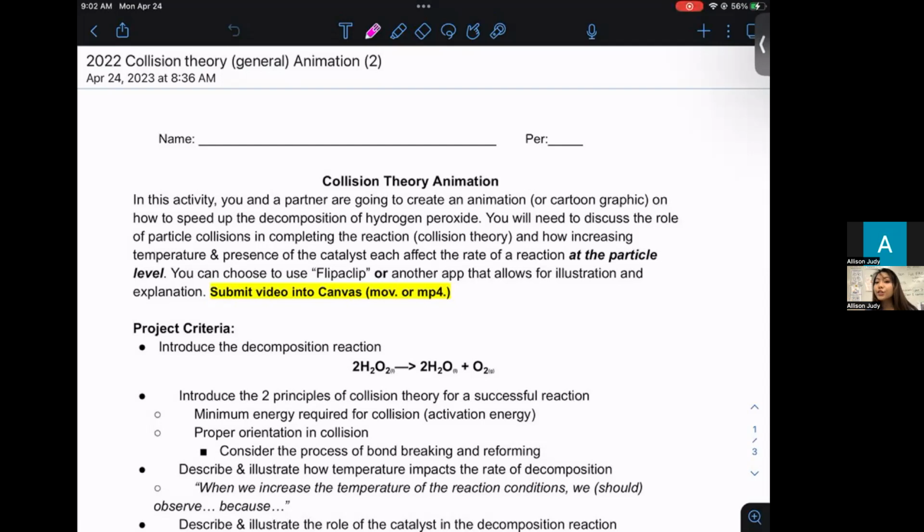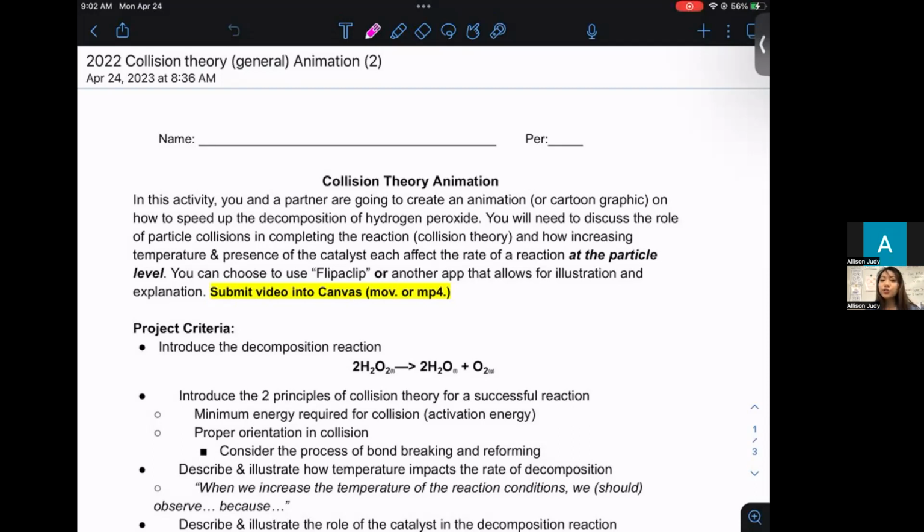Okay, so what you're going to do now is you're going to explain that from a particulate level using collision theory: what was happening at the particle level to explain why temperature, one of the factors experienced and tested in the demo, and adding of the catalyst, one of the other factors experienced and tested in the demo, seemed to increase the rate of reaction. And of course, the catalyst increased it far more effectively than the temperature.